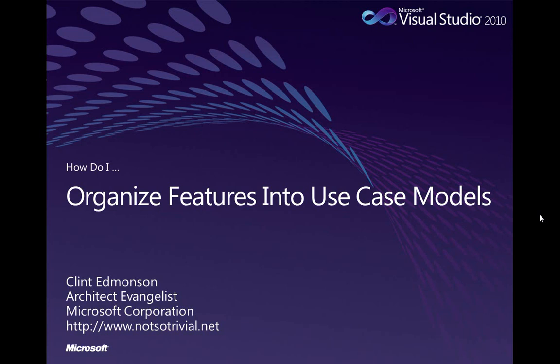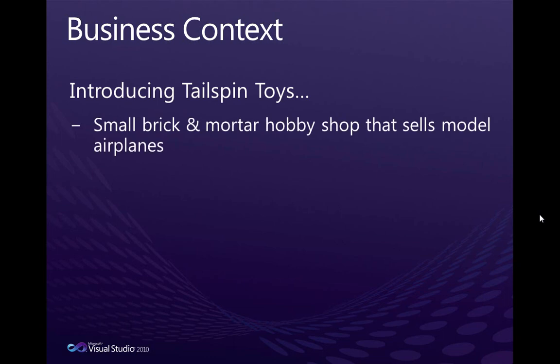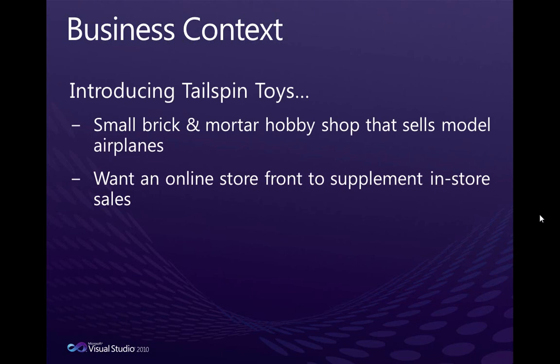In this screencast, we're going to talk about organizing features into use case models. I want to once again reintroduce our client for this application, Tailspin Toys. It's a small brick and mortar hobby shop that sells model airplanes. And what they're looking for is an online storefront to supplement in-store sales.